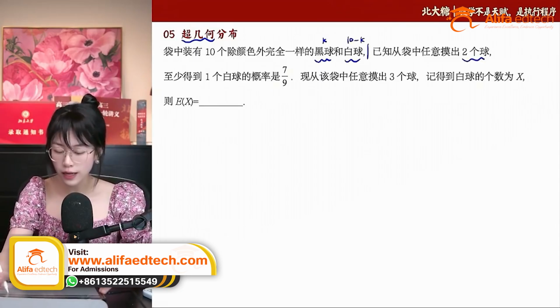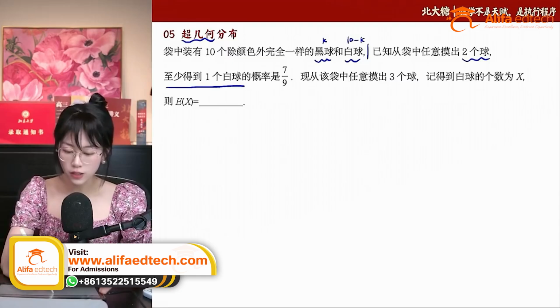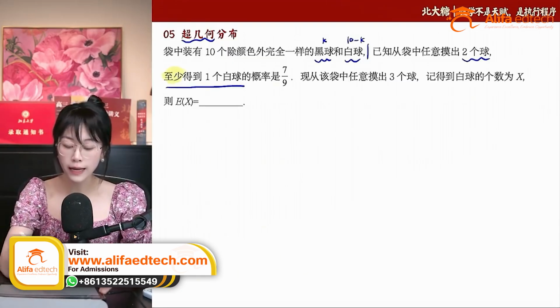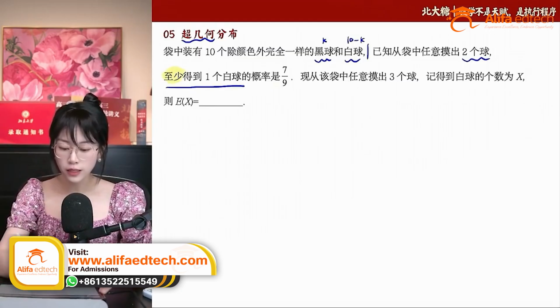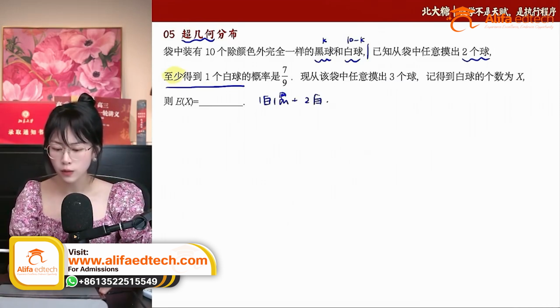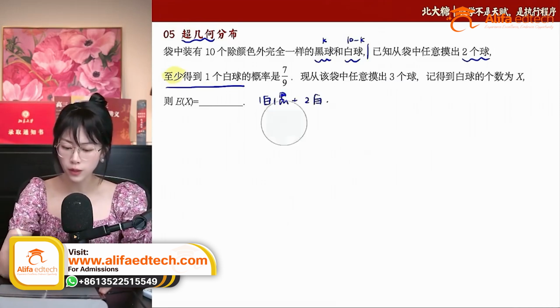Let's continue. It is known that the probability of drawing at least 1 white ball when picking 2 balls from the bag is given. Whenever you see the words "at least," you should immediately think of using the enumeration method. At least 1 white ball means either 1 white and 1 black, or 2 whites. Now, you don't need to foolishly calculate every possibility, right? Of course not. You should approach it from the opposite direction, right?